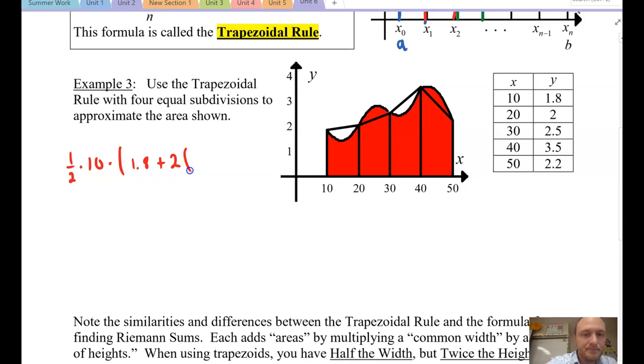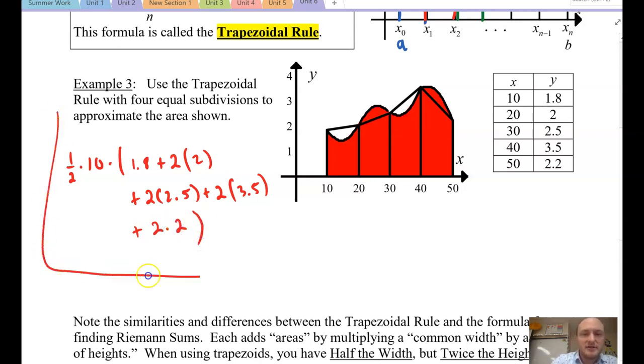Plus 2 times the next value, which is 2, plus 2 times 2.5, plus 2 times 3.5, and plus 2.2. I'm running out of room, so I'm a bit flustered. And there is the trapezoidal rule, and there's your answer.